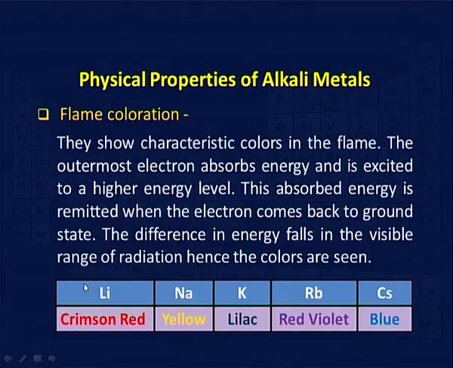when the energy is re-emitted, because nobody can remain in an excited state for too long, it has to come to ground state, and when it comes to ground state, it emits light, and this light falls in the visible region of the EMR spectrum. EMR means electromagnetic radiation spectrum. So, you can see that lithium, when the electron falls back into ground state, gives a crimson red color, sodium yellow color, potassium lilac, rubidium gives red violet color and cesium gives blue.